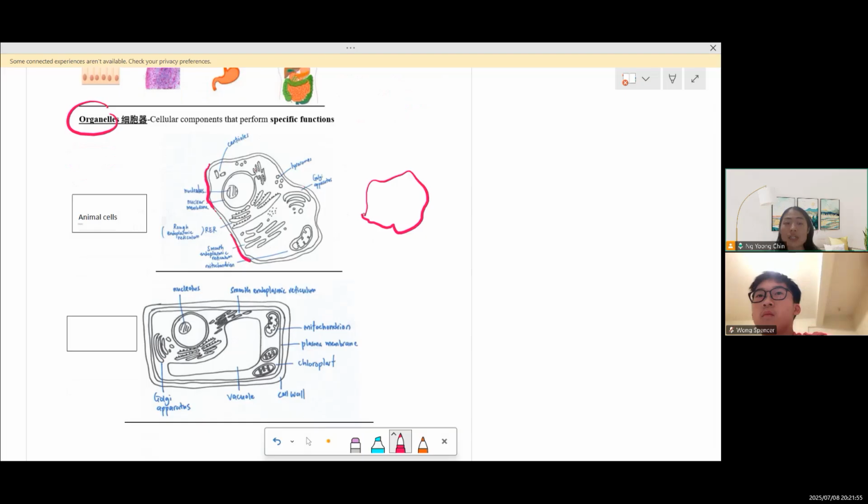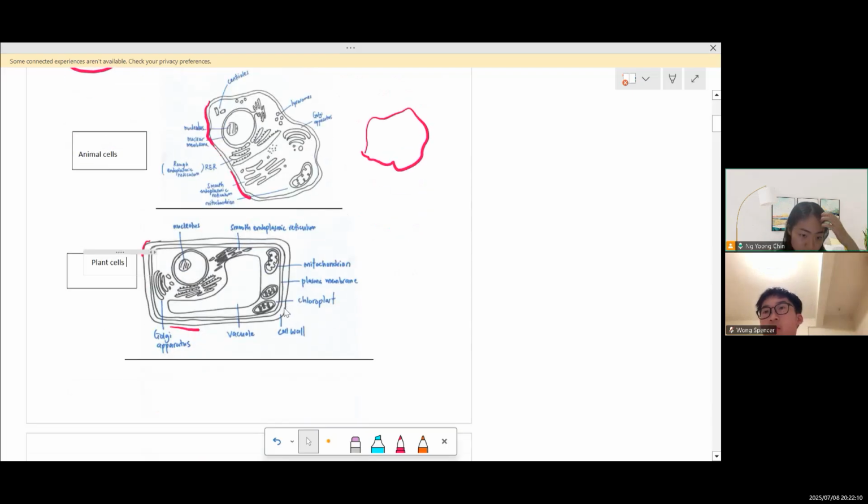This is usually what the animal cell looks like. How about the plant cell? Plant cells are always rectangular in shape, because they have the cell wall to support them. So this is the difference between them.